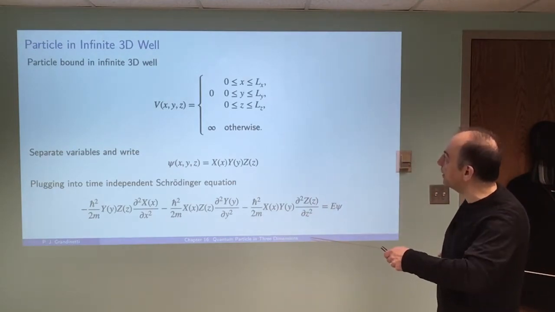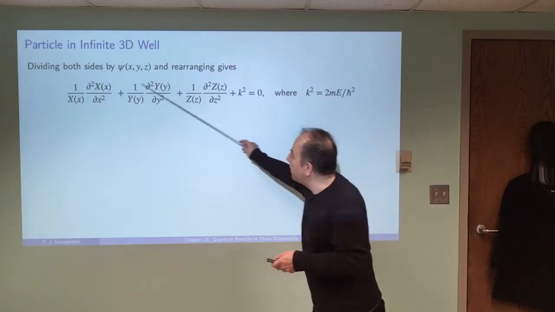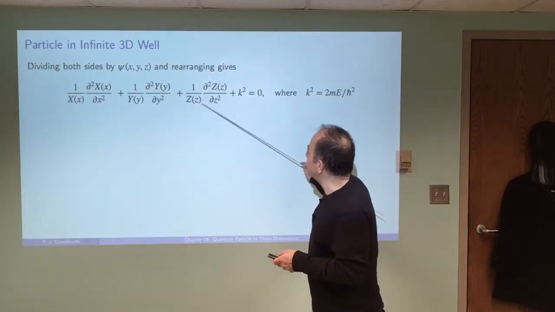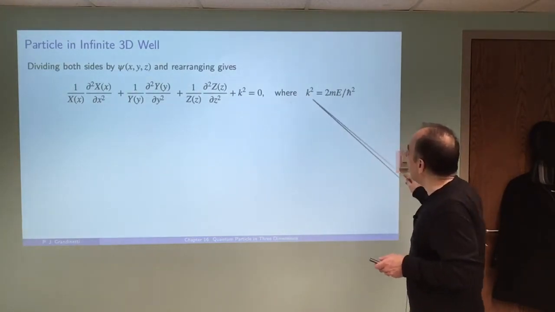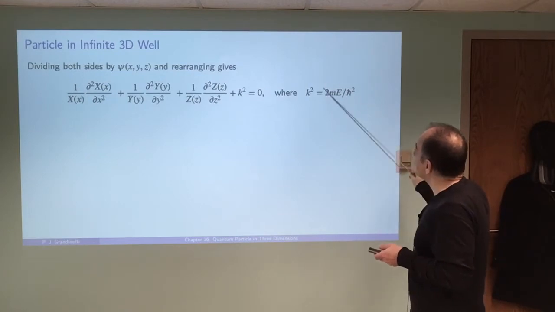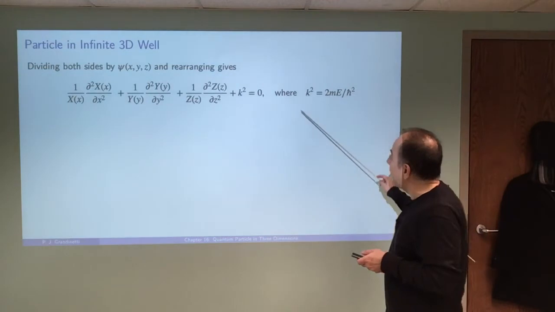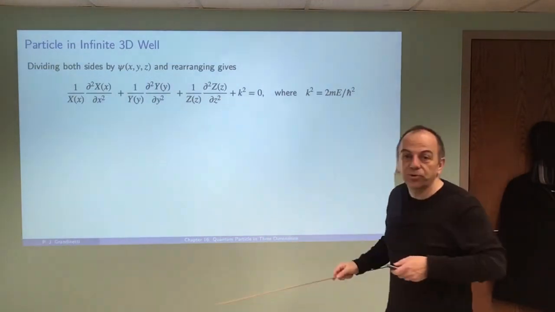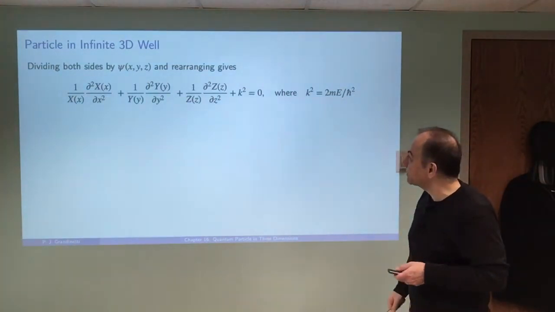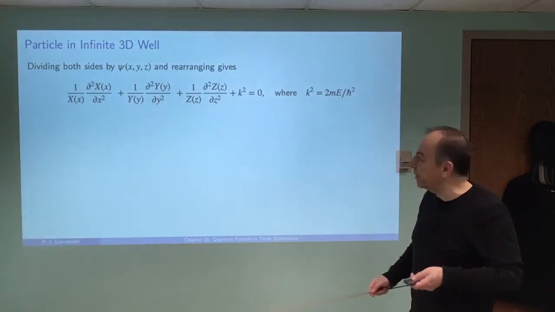So let's do that in the next slide. I divide by the wave function, rearrange it, and I can put it in this form where I've defined k squared as 2mE over h bar squared. And this gives me this partial differential equation.